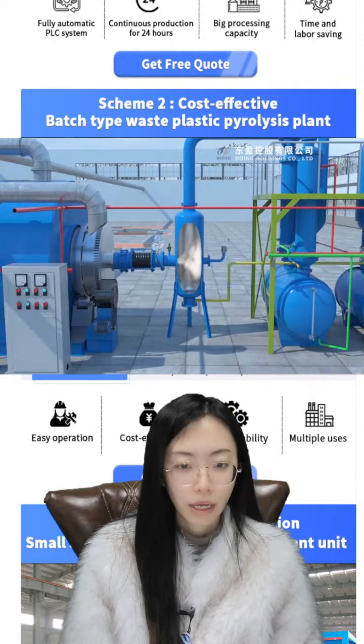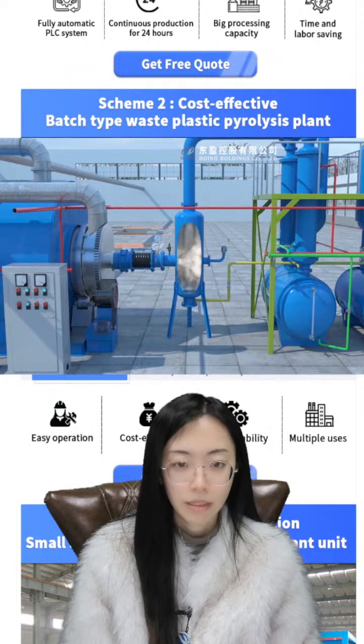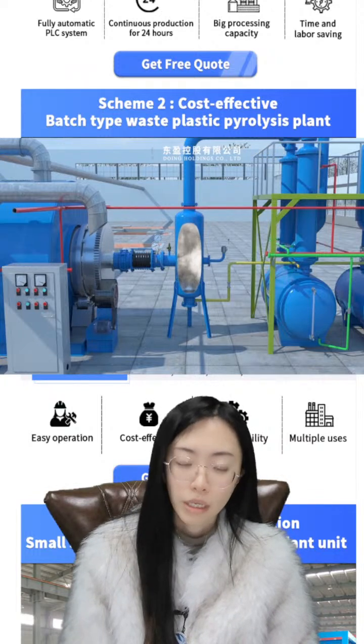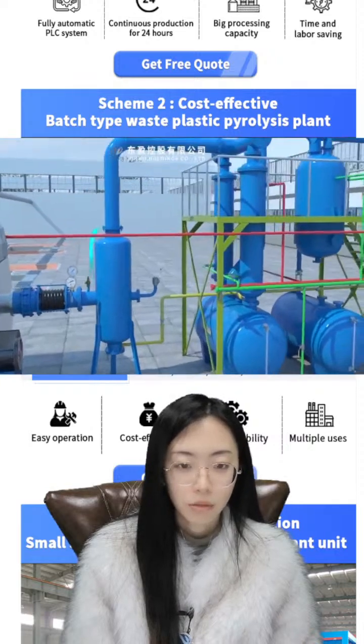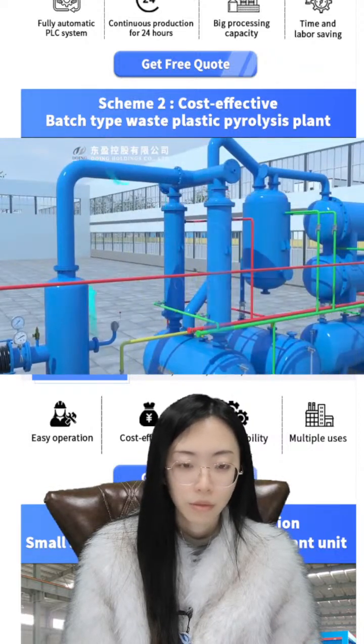And the oil gas will go into the buffer tank to condense, to slow down the speed and to settle down the impurities, mostly the carbon black.